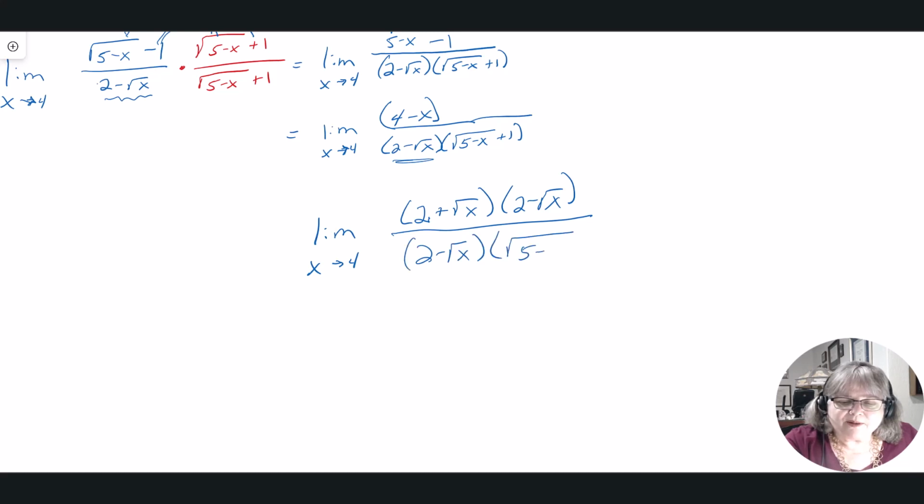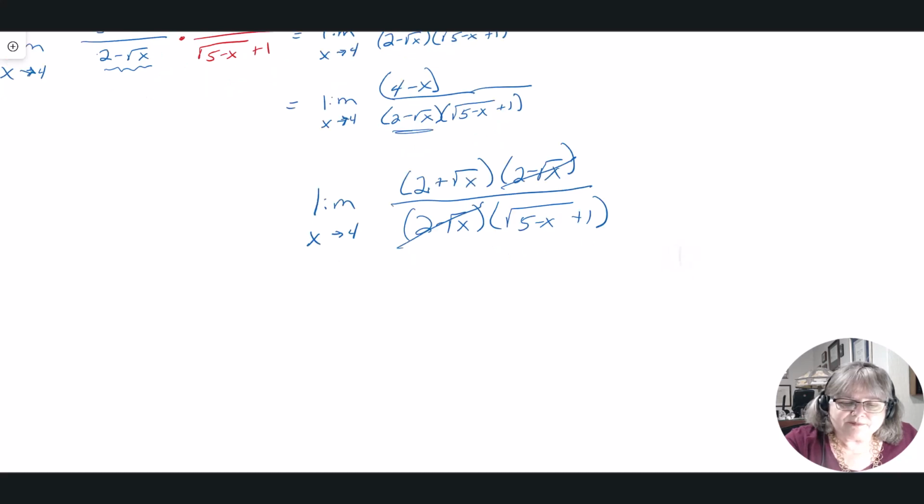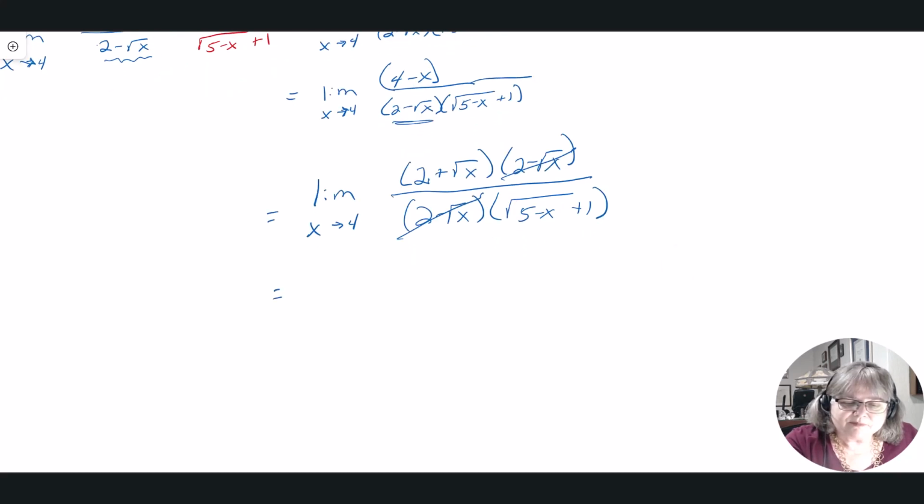Square root of 5 minus x plus 1. And this one cancels this one. And you have 2 plus the square root of x over the square root of 5 minus x plus 1.